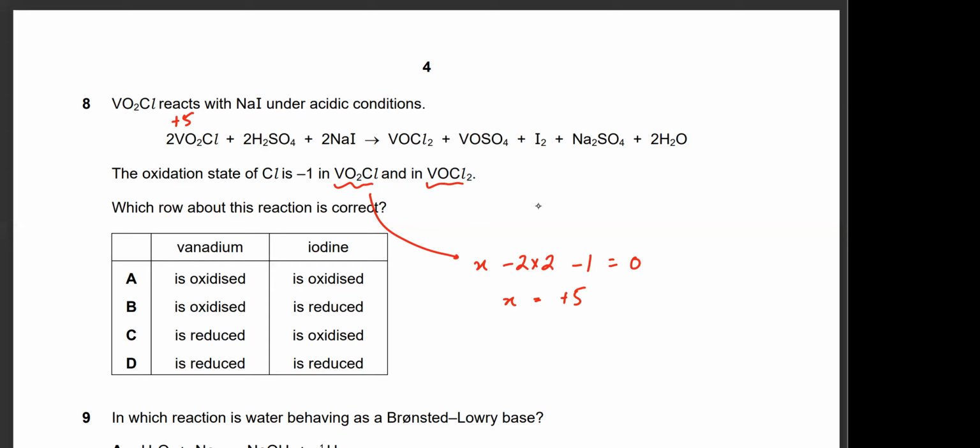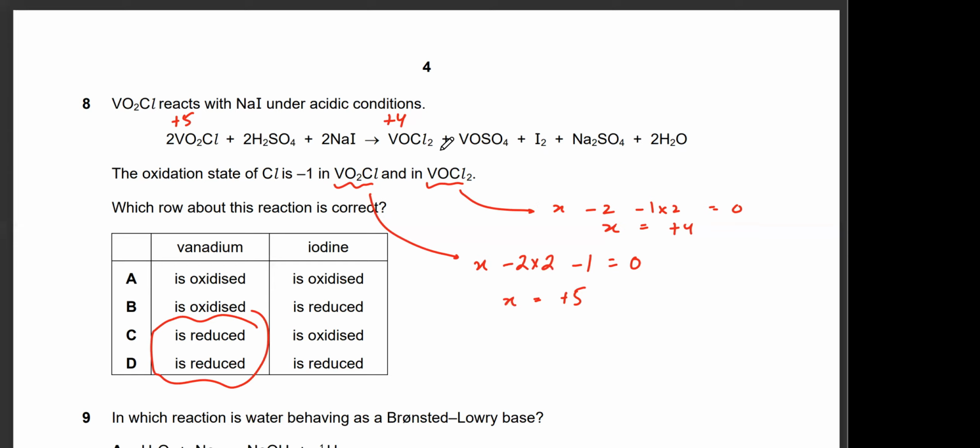Yeah. Okay, VOCl2 में भी निकाल लो कि क्या है ये. V is X. Oxygen is minus 2. And there are two Cls. Minus 1 into 2. And the total charge is 0. So X comes out to be what? Minus 4 plus 4. So V is coming out to be plus 4. इसका मतलब है V is getting reduced. Is this clear? Yes.